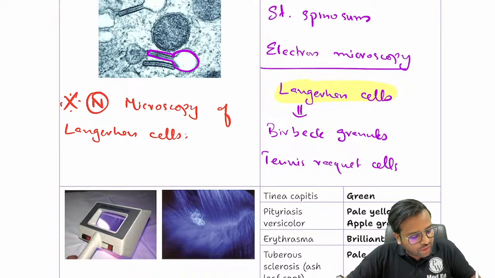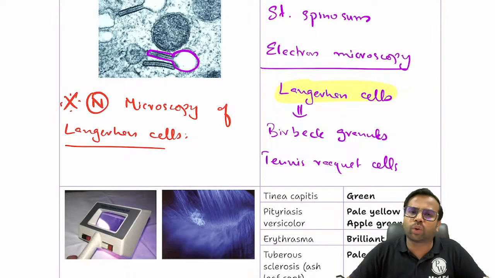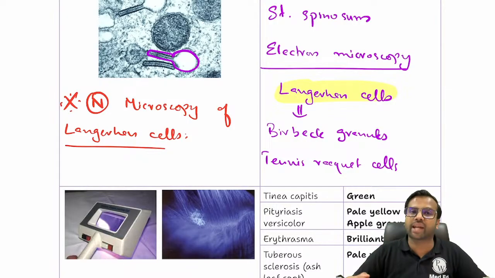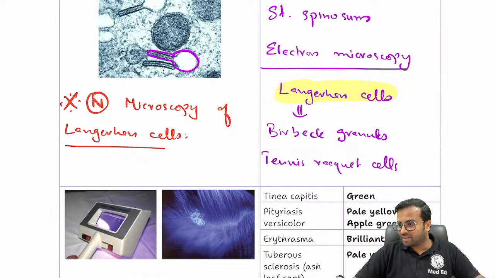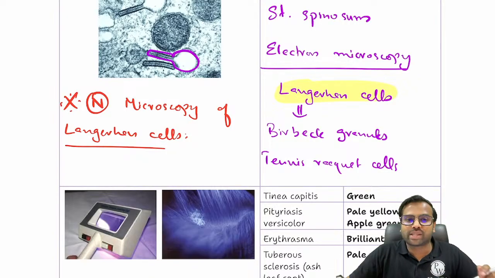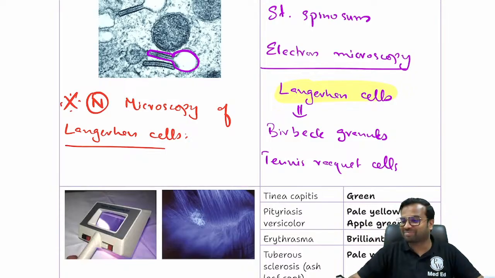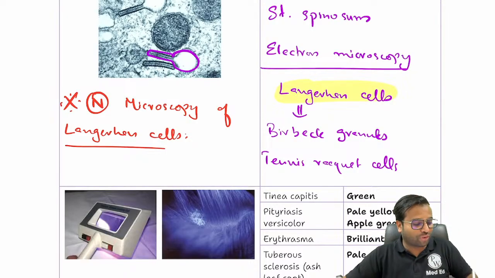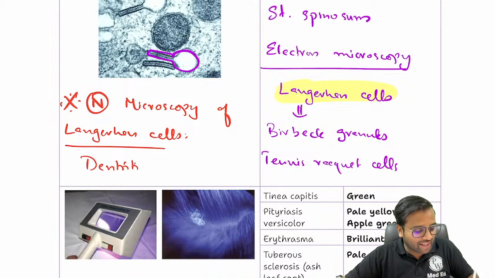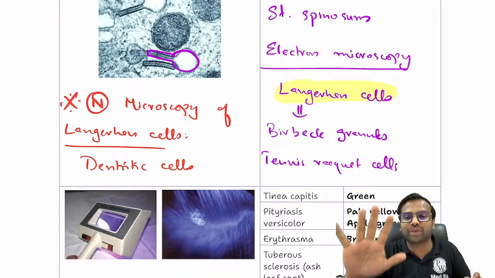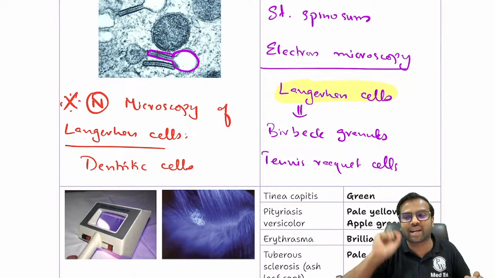can anybody answer this question in the chat box? Just now I told you that Langerhans cells under an electron microscope look like tennis racket cells, also called Birbeck granules. Now what about a normal microscopy of a Langerhans cell? Just make a guess. What do you see in a normal microscopy? This is the clue for you. Yes, here you can find dendritic cells. Why is this a clue? Because there is a finger-like projection, so you find dendritic cells.